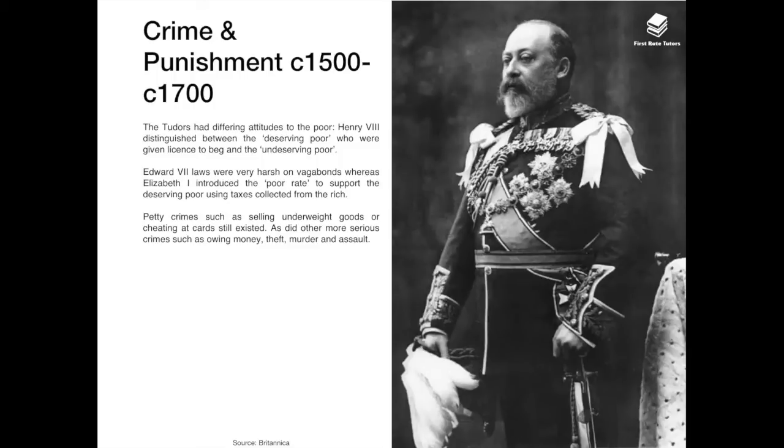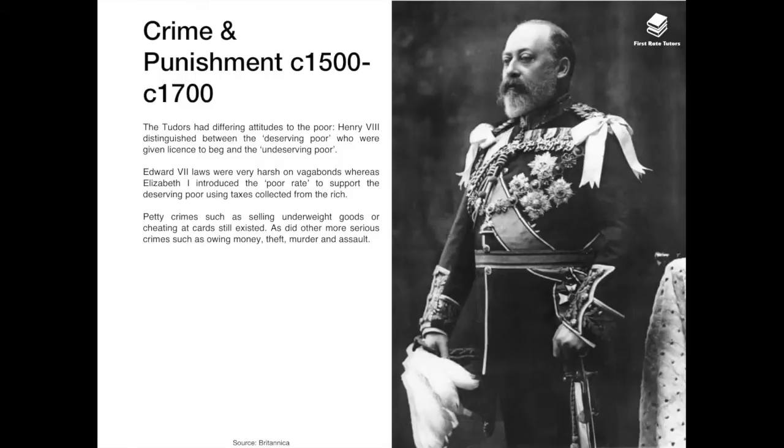The Tudors had different attitudes towards the poor. Henry VIII distinguished between the deserving poor, who were given license to beg, and the undeserving poor. Edward VI's laws were very harsh on vagabonds, whereas Elizabeth I introduced the poor rate to support the deserving poor using taxes collected from the rich.